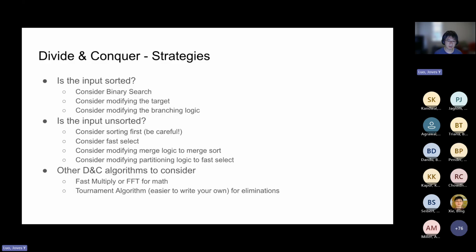Or you can say, I care about the magnitude of how something is different compared to P. So maybe I'll make 5 buckets: everything less than or equal to P minus 10, everything less than P minus 5, and so forth. So you can do different things to the partitioning logic depending on what you're trying to find.